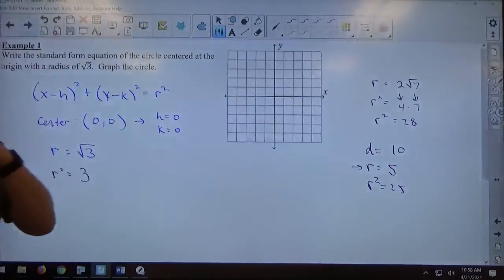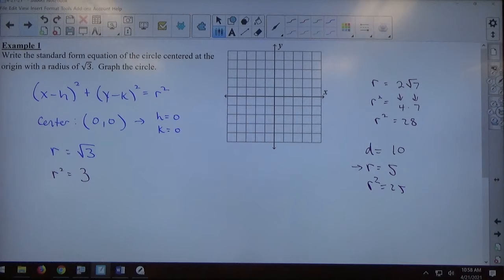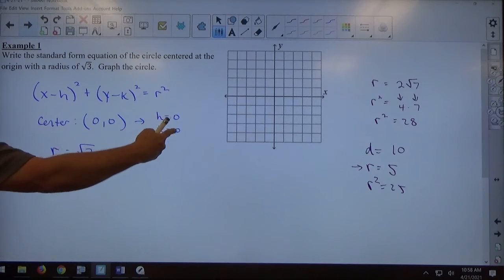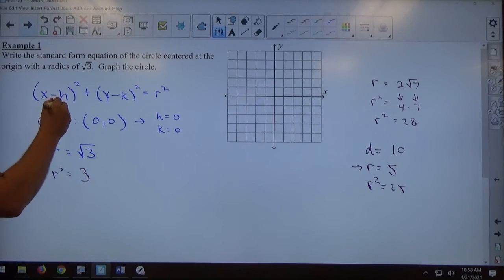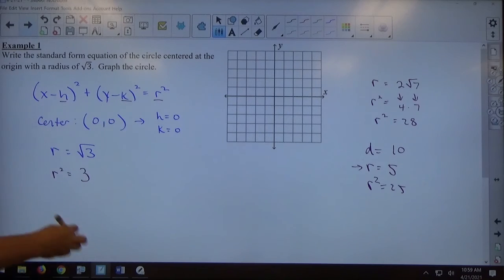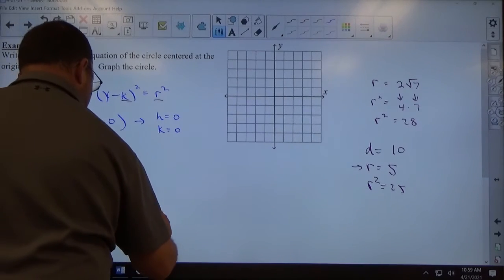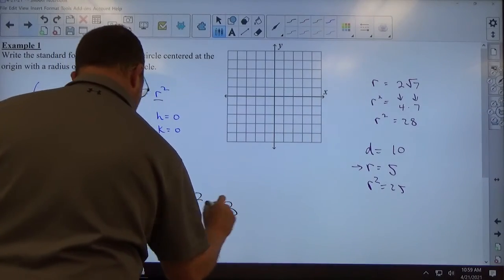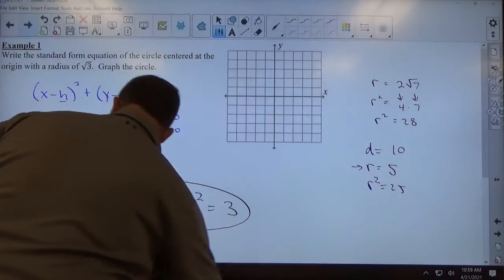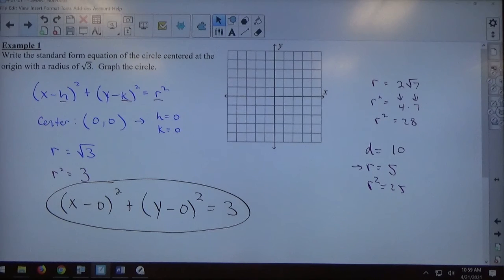Okay, so those are different things I might do in these problems. The diameter is this, the radius is some product of a whole number times a radical, whatever. So once I know these three things, what h, k, and r squared are, I simply replace h there, k there, and r squared there, and that's my answer. So my answer is going to be parentheses x minus 0 squared plus parentheses y minus 0 squared equals 3. And for the sake of getting that proper standard form, I want to see the x minus 0 and the y minus 0. X squared plus y squared equals 3 is also correct. But again, I want to see that standard form structure.